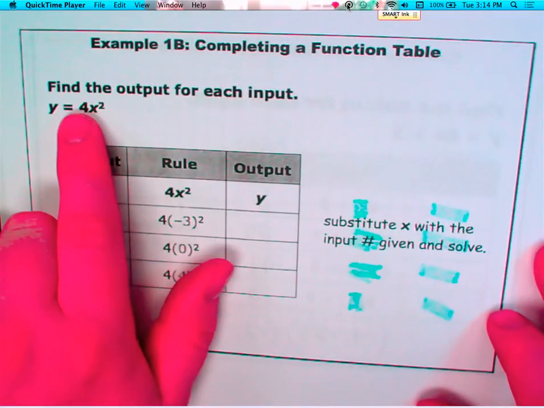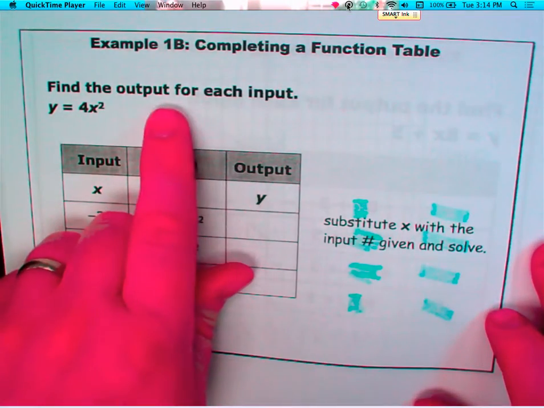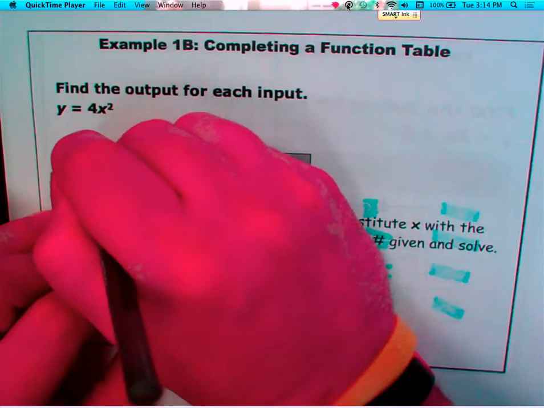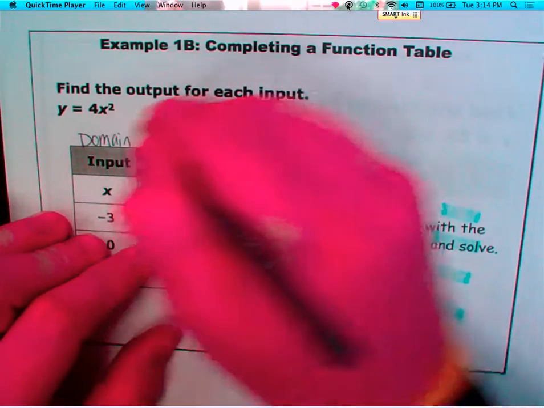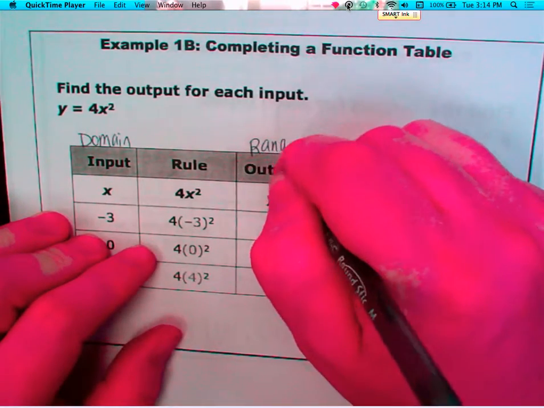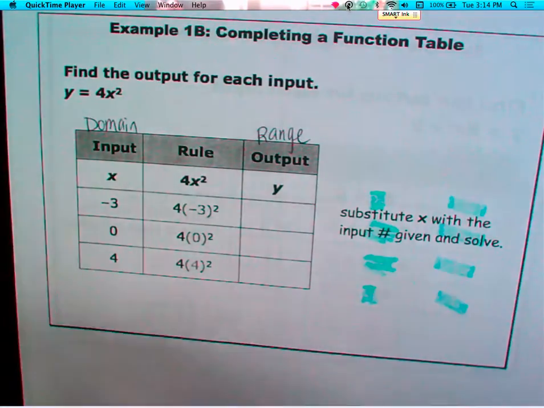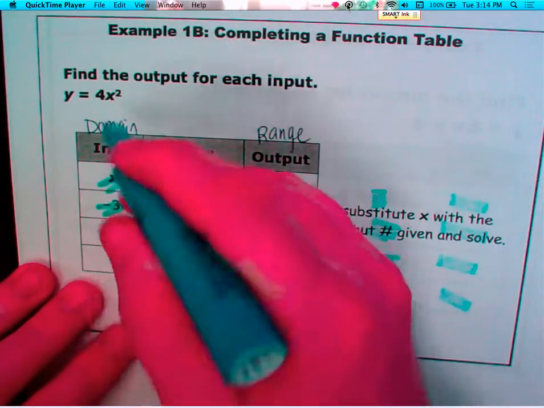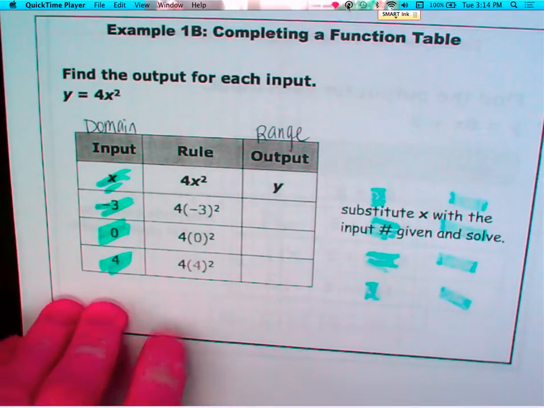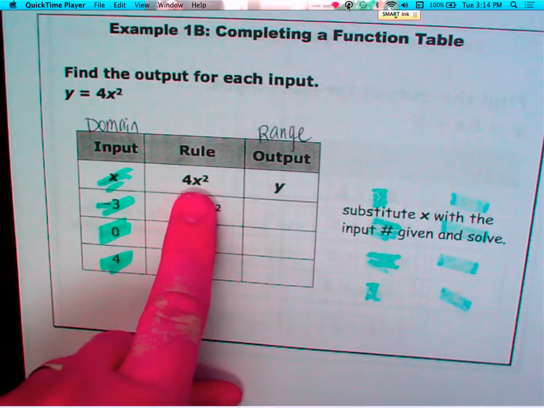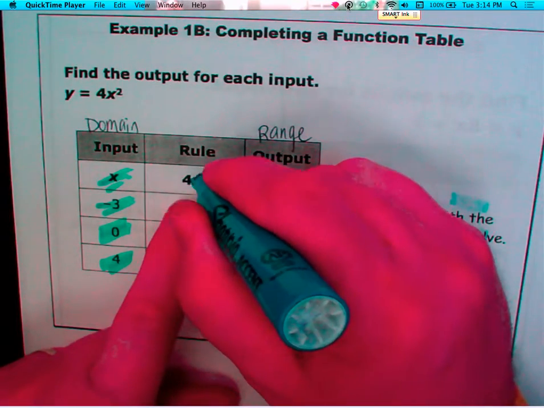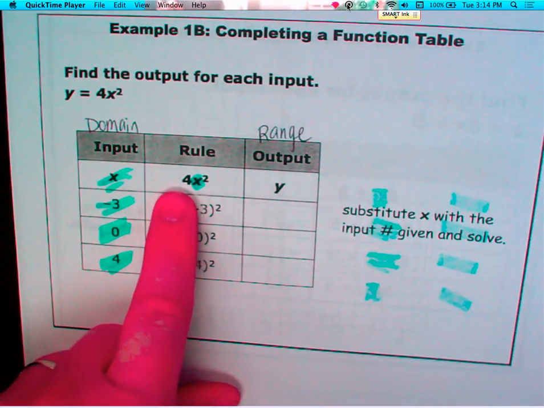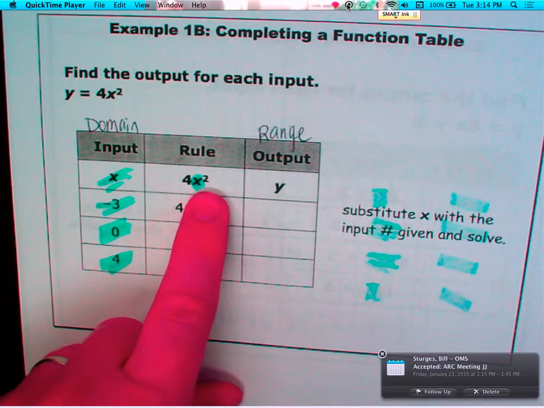Let's look at the second one real quick. Same thing again. It says I want to find all the outputs for each input. So remember, input is domain, output is range. I want to highlight all my domains. I know he's x, and it looks like I have an x right here. He's x squared. There's my function: 4 times x squared.